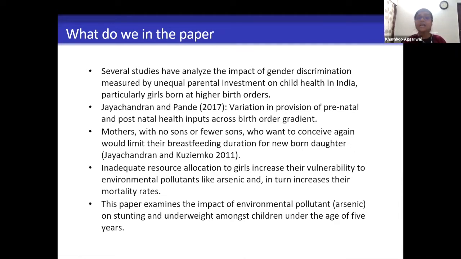Now, there has been another study which suggests that mothers with no son or fewer sons, who want to conceive again because their desired number of sons in the family has not yet been achieved, would limit the breastfeeding duration for the newly born daughter. Thus, such inadequate resource allocation to girls would increase their vulnerability to environmental pollutants and thus affect their mortality rates.